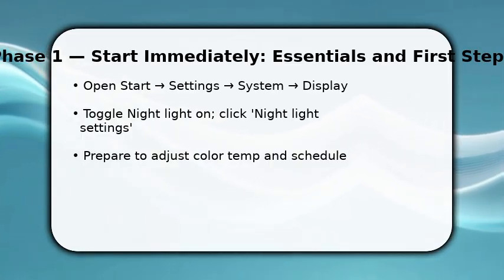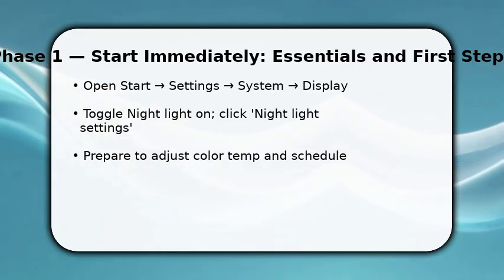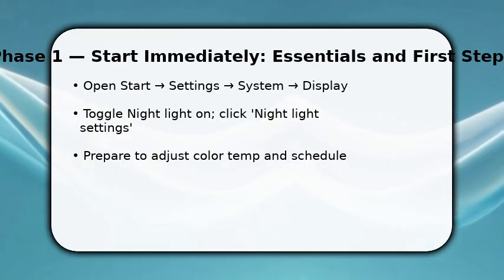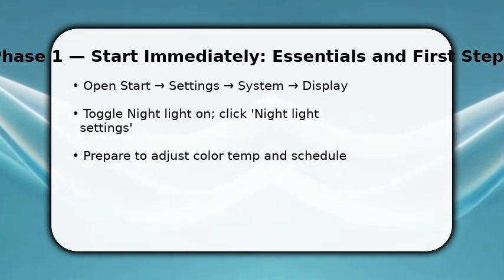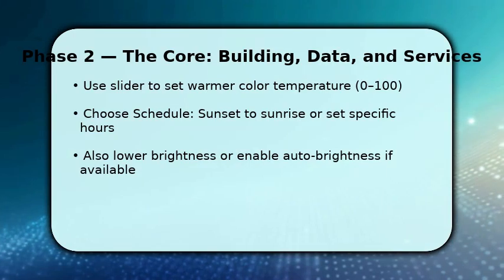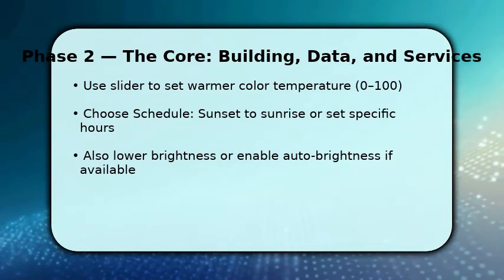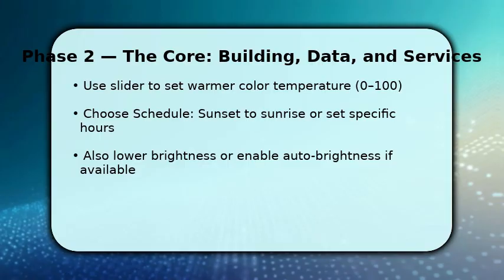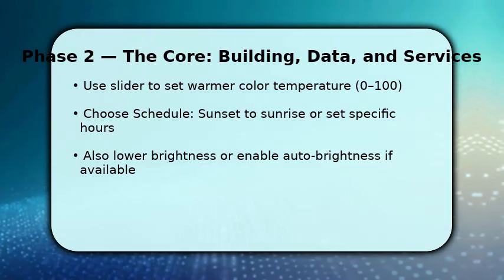Don't pause. Make the initial adjustment to see immediate change, because that helps you judge the warmth level and whether to proceed to the more precise scheduling and calibration steps. You'll now refine the strength and timing. Move the color temperature slider toward warmer values until the screen feels comfortable. You're aiming for less blue light in evenings.